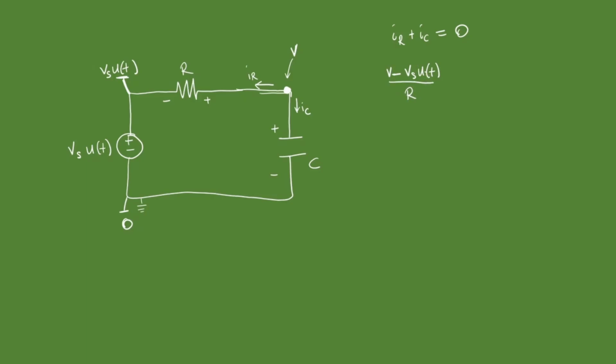Remember, we're looking for current, so current is voltage over resistance. And the current through our capacitor is usually very simple: C dV/dt. Both of these equal 0. We're going to isolate dV/dt to try and make our time constants come out somehow. So I'll start with dV/dt: dV divided by dt is equal to V over RC.